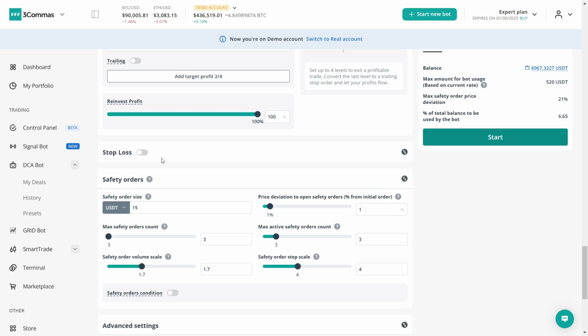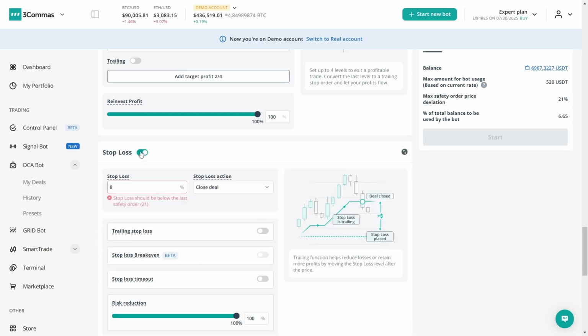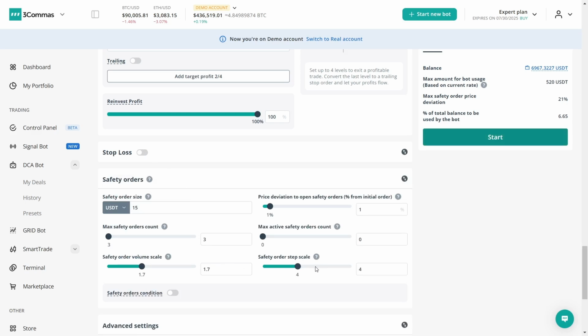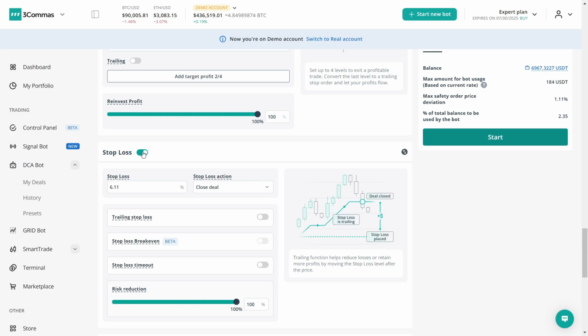So here, to test stop loss, I will reduce my max active safety orders count to 0. That means I'm not using safety orders. Now, if I enable stop loss, I should not have problems. The interface is not very smart. Let me see if, yeah, good. Now I can choose, for example, if my loss reaches 8%, I want to close my deal.